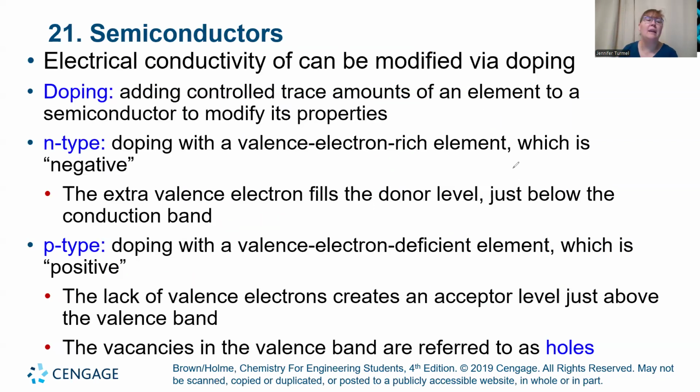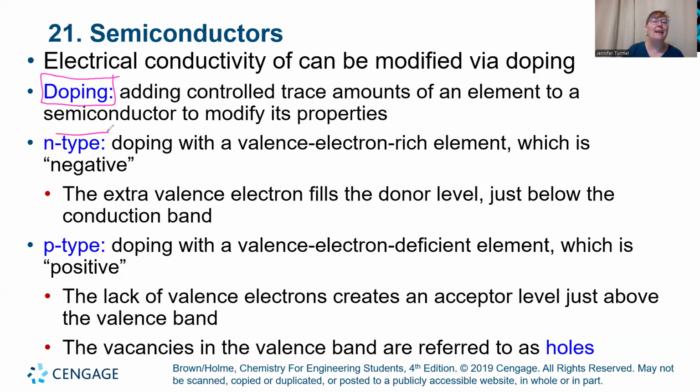In order to make semiconductors more able to conduct electricity, we can modify their conductivity through something called doping. When we're doping, we're adding controlled trace amounts of an element to a semiconductor to modify its properties. And there's a couple of different options for this.